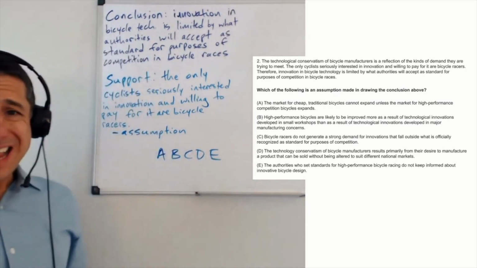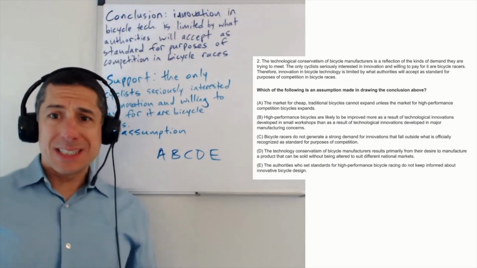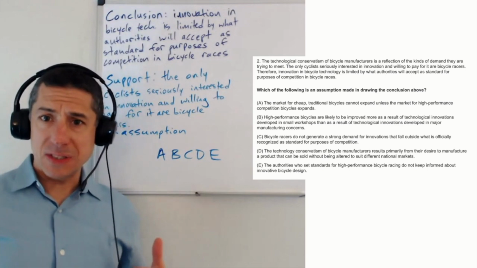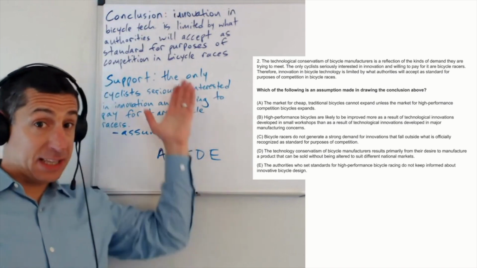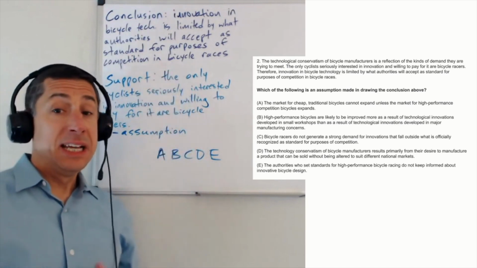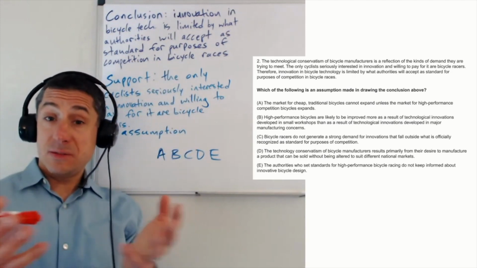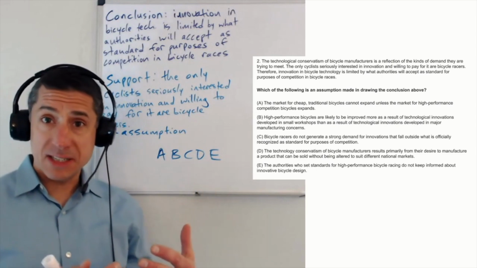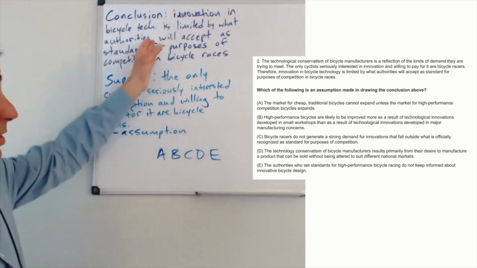All right, answer choice A, the market for cheap traditional bicycles cannot expand unless the market for high-performance competition bicycles expands. Let's ask ourselves, does that strengthen or support the conclusion in some way? Here I'm going to argue not at all. Look at what's at stake here in A. What are they talking about? The market for cheap traditional bicycles. That has absolutely nothing to do with this.